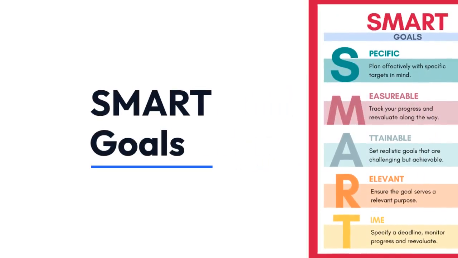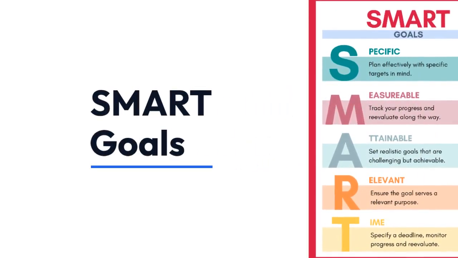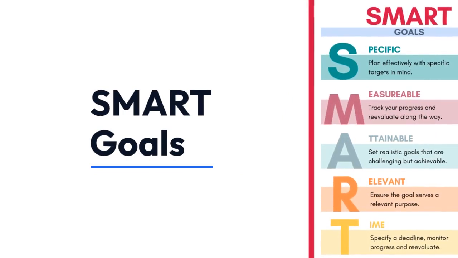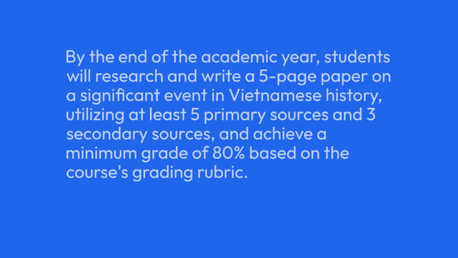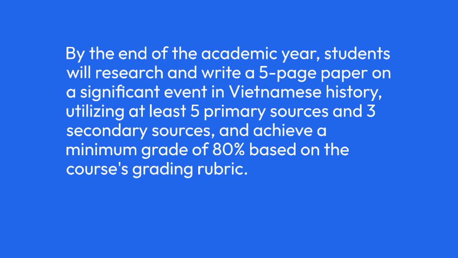Goals should be SMART. This is an acronym which stands for specific, measurable, attainable, relevant, and time-bound. Here's an example. By the end of the academic year, students will research and write a 5-page paper on a significant event in Vietnamese history, utilizing at least 5 primary sources and 3 secondary sources, and achieve a minimum grade of 80% based on the course's grading rubric. Please pause the video and write your own goals in the backward design template or on your own paper.